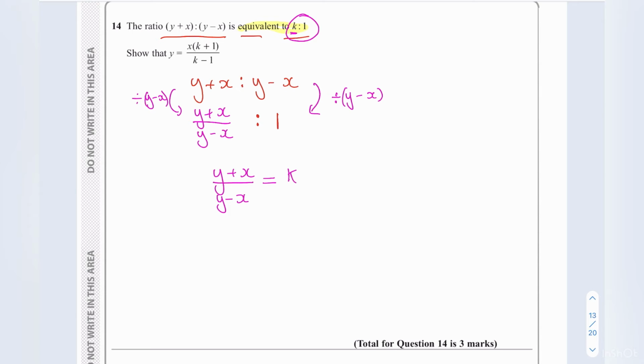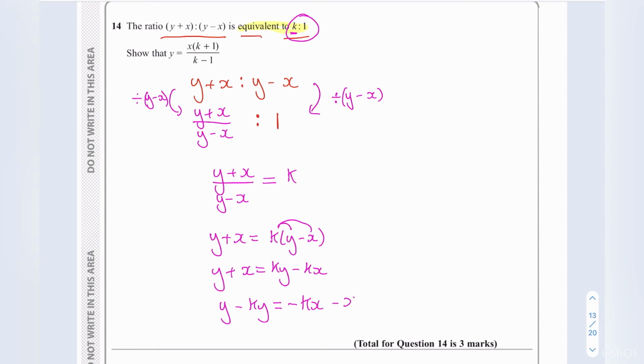Now we need to rearrange this equation so that we have y equals. So my first step is to times across by my denominator. I then expand my brackets. I get everything to do with y on the left hand side, everything else not to do with y on the right hand side. So then I'd be left with negative kx minus x. So what I've done is I've took my ky to the left hand side by subtracting it, and I've took away my x from the left hand side by subtracting that.